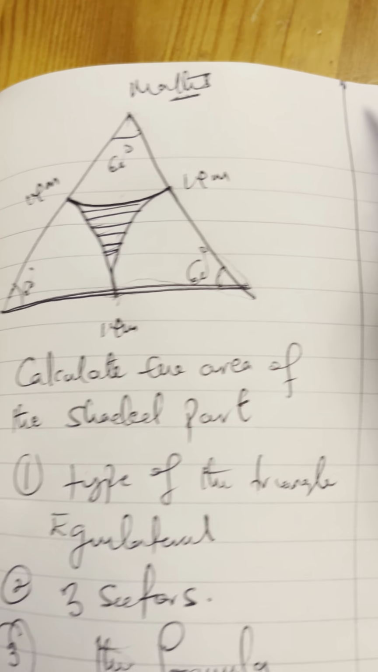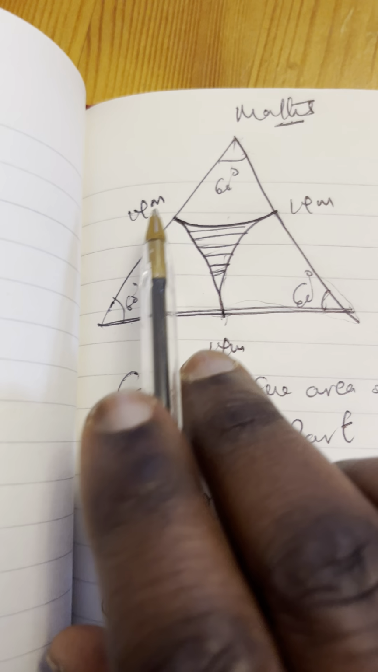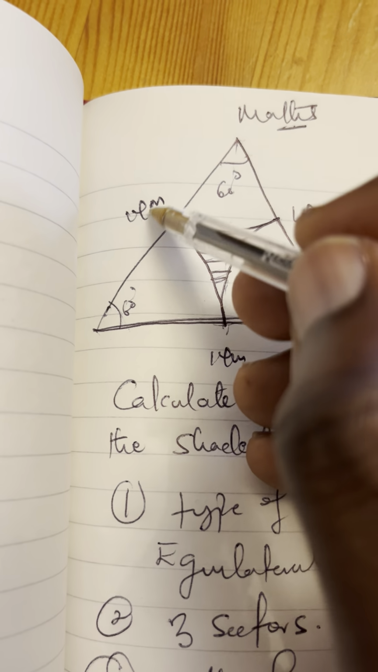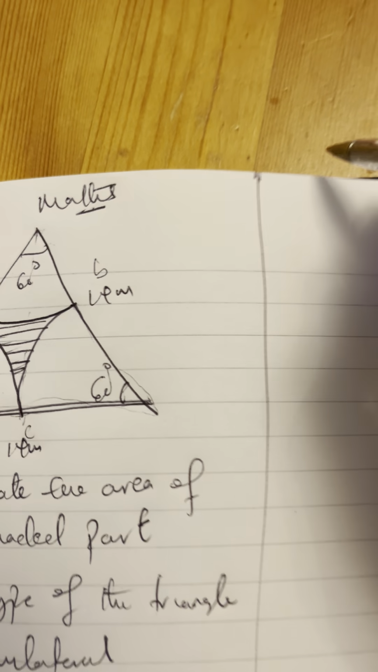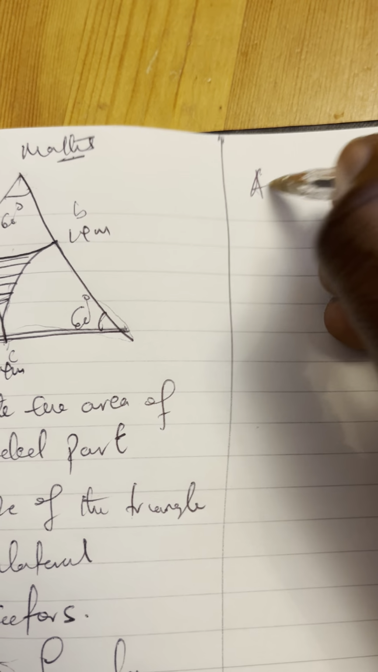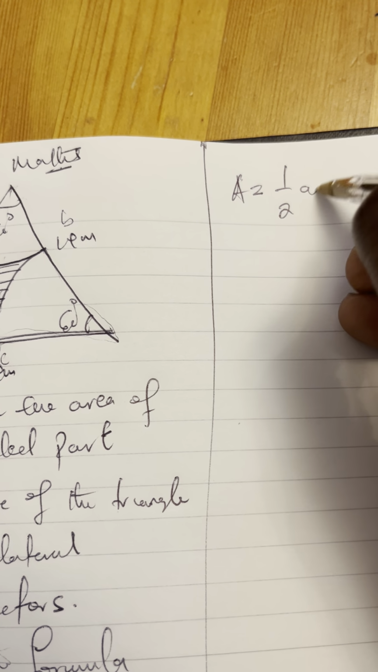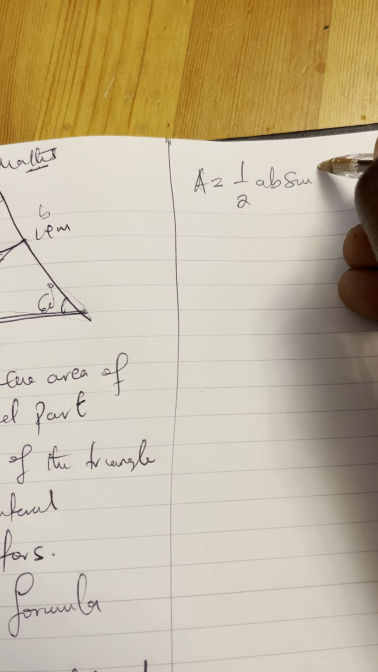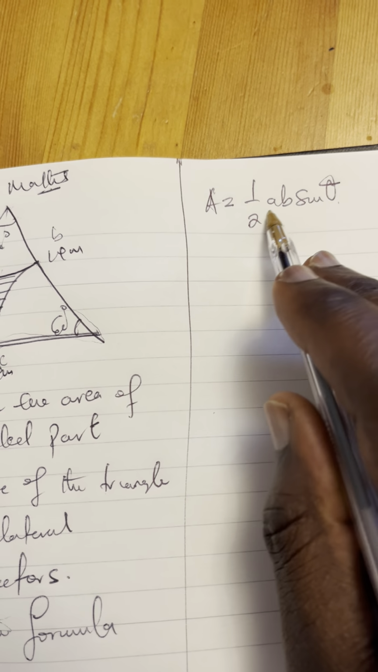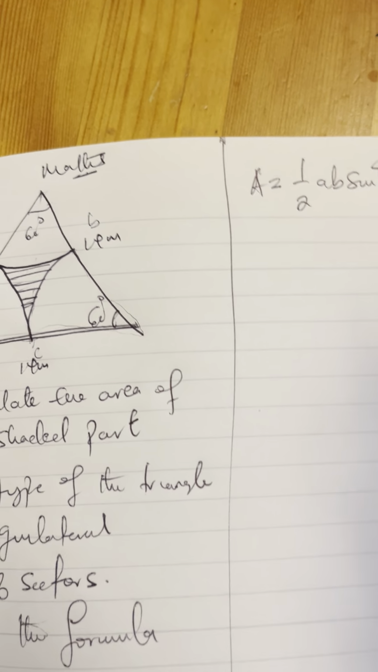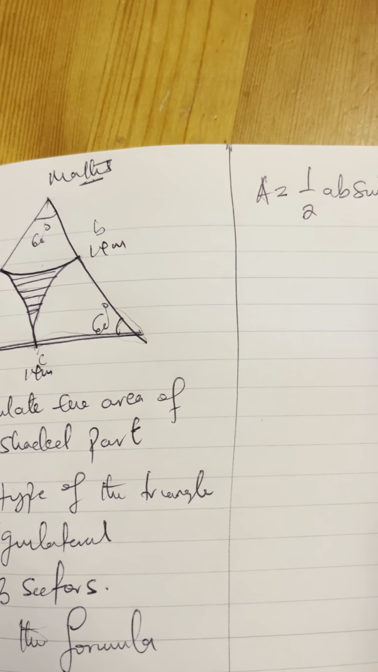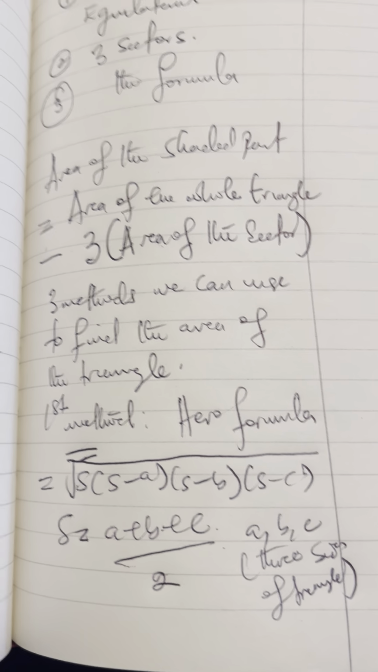We can also use this formula. Let's say this is A, this is B, and this is C. You can also use this formula: area equals half AB sine theta. This theta is the angle between A and B. So let's use this one, and you can also use this one and tell me whether we'll get the same answer in the comment section.